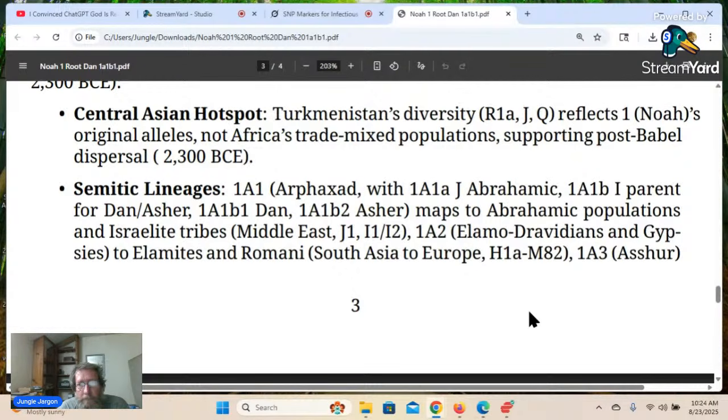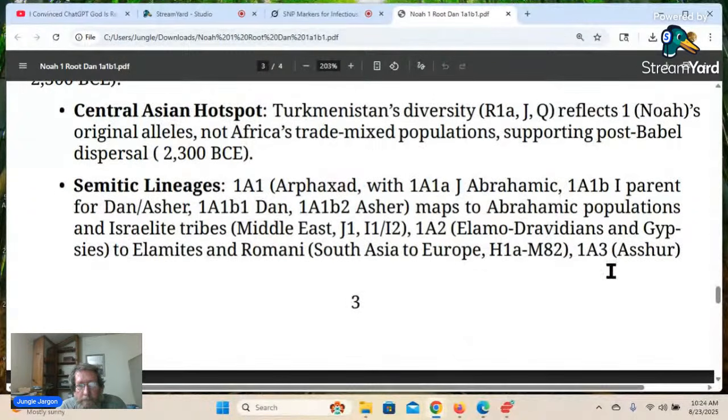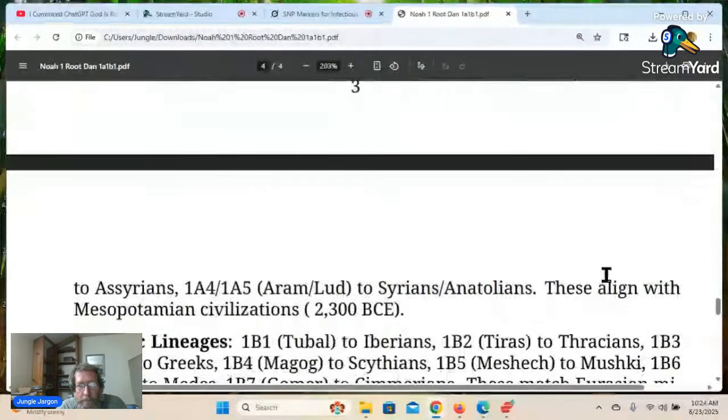1A2, Elamo-Dravidians and Gypsies, H, links to Elamites, Mesopotamia, 2300 BCE, Elamite inscriptions, and Romani migrations, South Asia to Europe, 1400 years ago. H1A M82, 230 SNPs. Historical records of Elamite culture and Gypsy migrations align with H's genetic spread. 1A3, Asshur, G, maps to Assyrians, Mesopotamia, 2300 BCE, cuneiform records, with M201T, 22 SNPs. Assyrian king lists and artifacts confirm their prominence, matching the model.